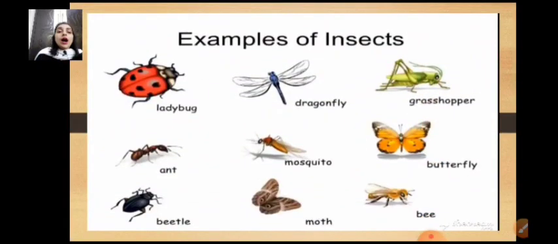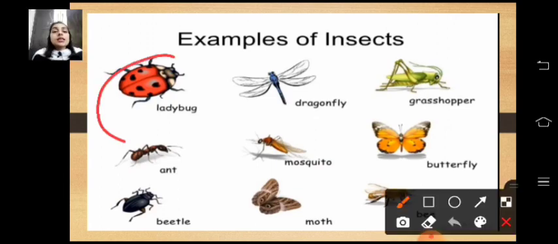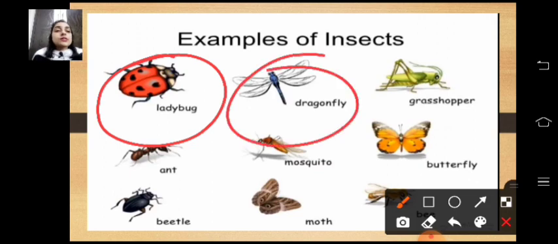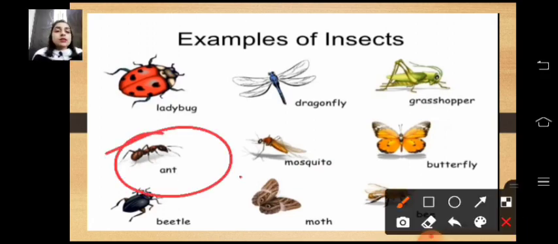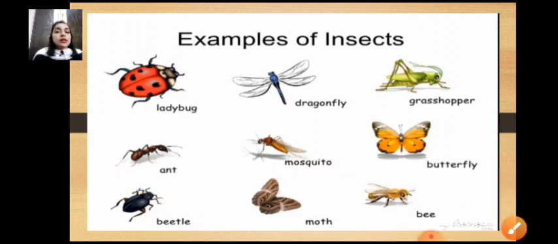So there are some examples of insects. As you can see in the picture, it is a ladybug. It is an example of an insect. This is a dragonfly. This is a grasshopper. And this is an ant, mosquito, butterfly, beetle, moth and bee. These are some examples of insects.